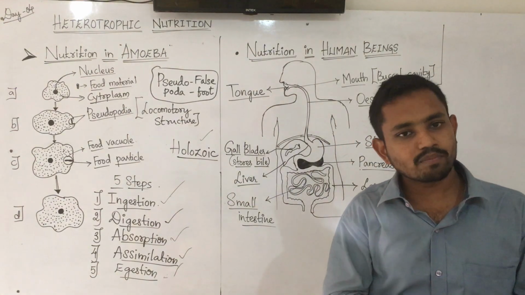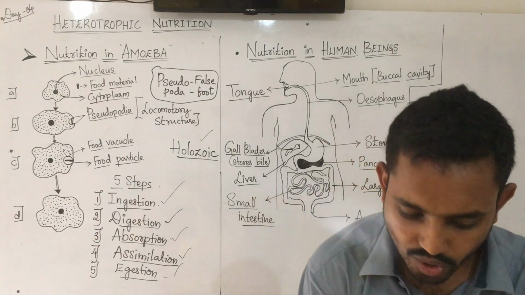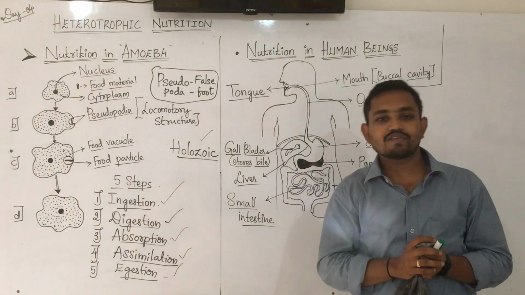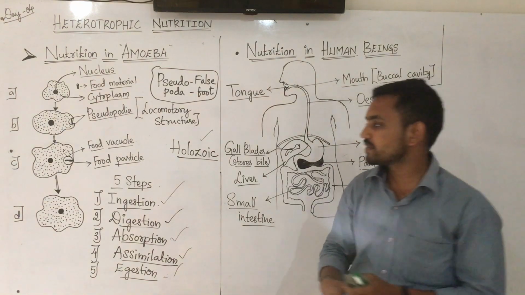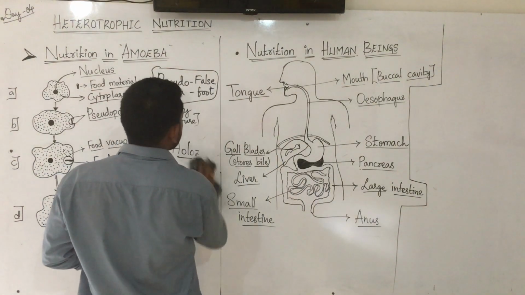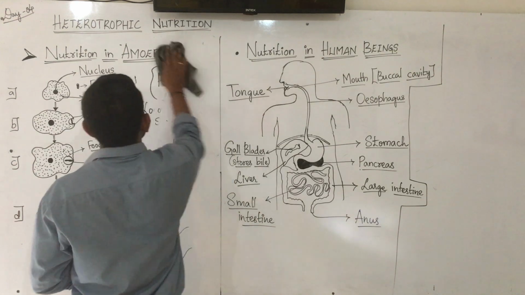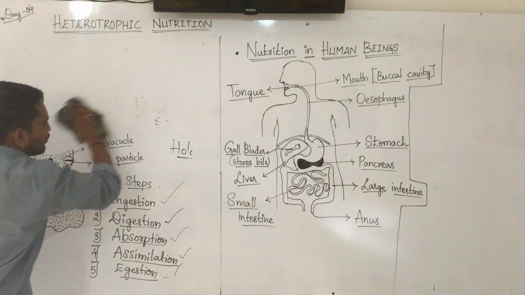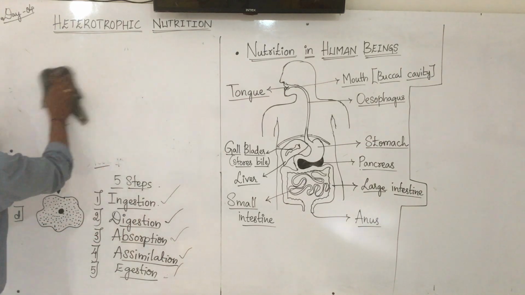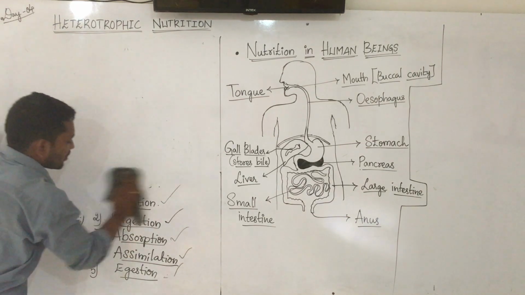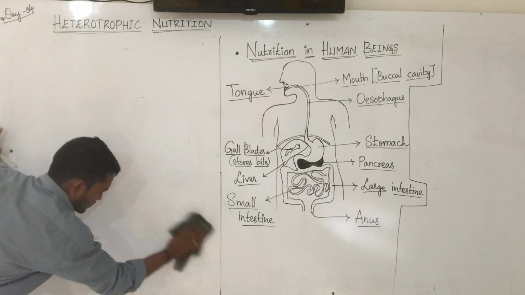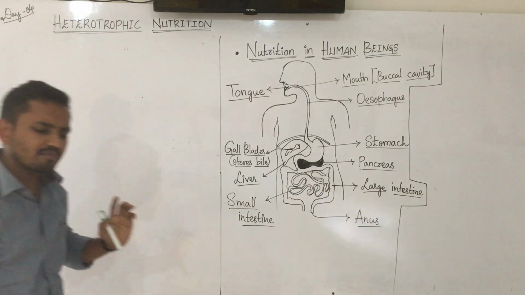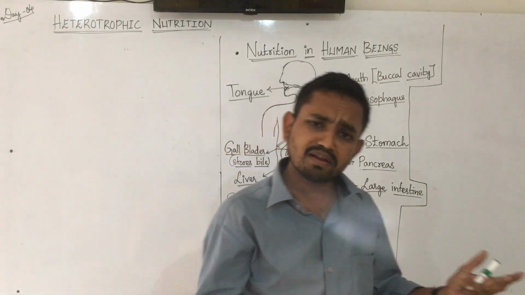It is the best example for a unicellular organism. Now I am going to tell you how the nutrition process takes place in human beings. It is quite common and you are very familiar with it, because we don't know much about other living organisms' processes, but we know ourselves: how respiration, breathing, digestion and reproduction take place in our body.